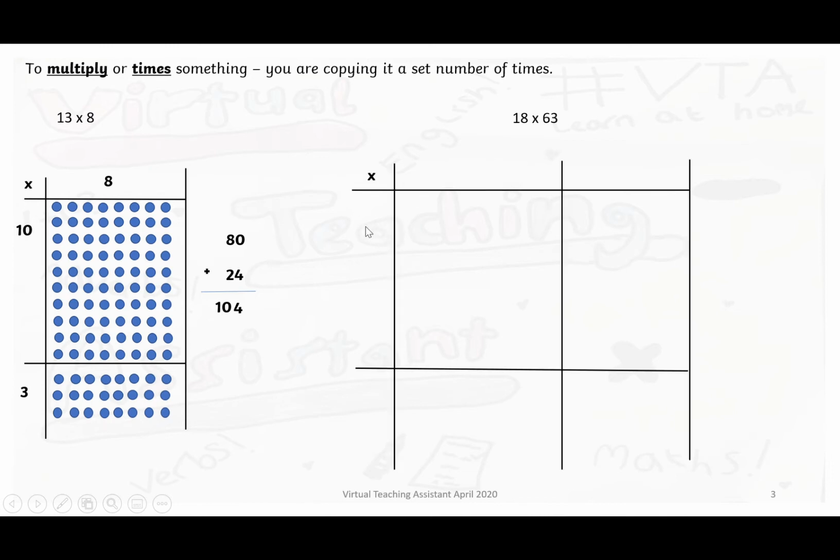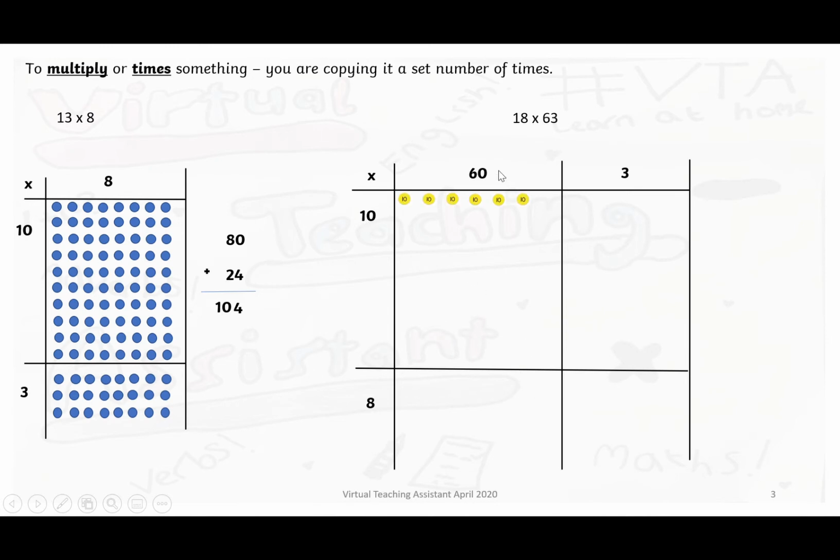Alright, so again, this is all pictorial, so this is how they might do it in school in Key Stage 2, by drawing pictures. So I'm going to make my 18 here, so it's a 10 and an 8, and then my 60 and my 3. Okay, now setting it out this way makes it easier and clearer to count, and I will explain why.